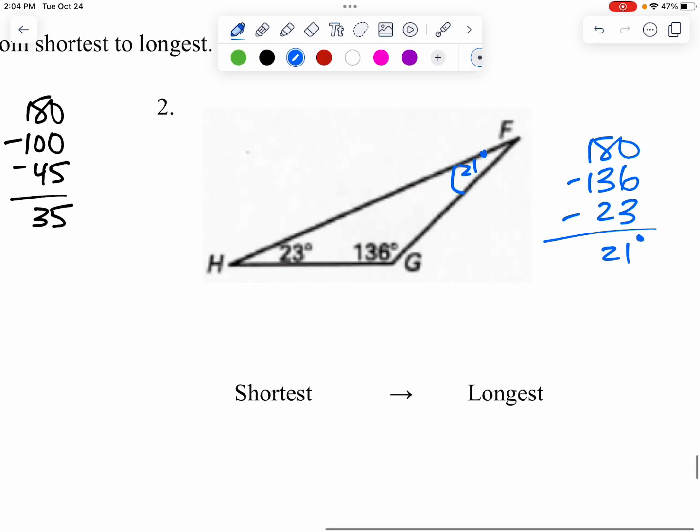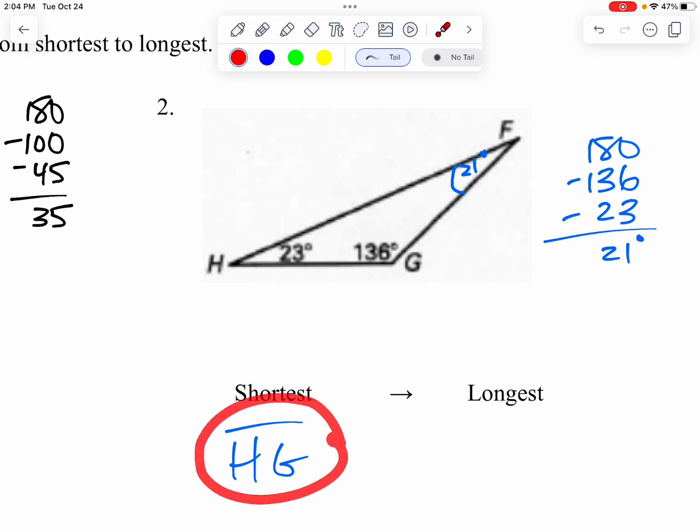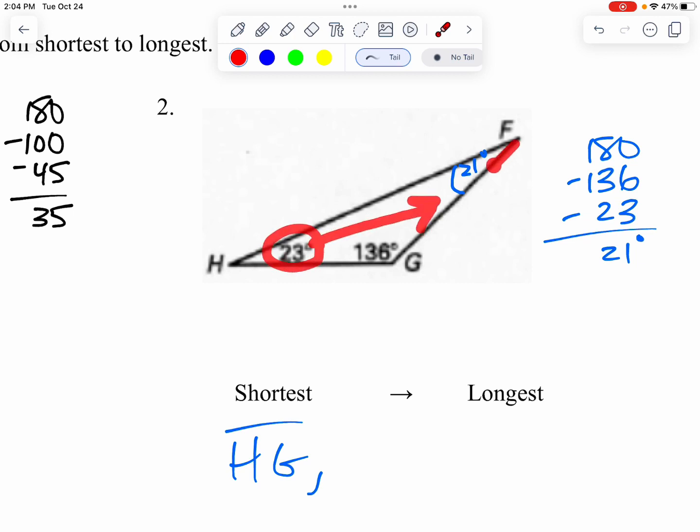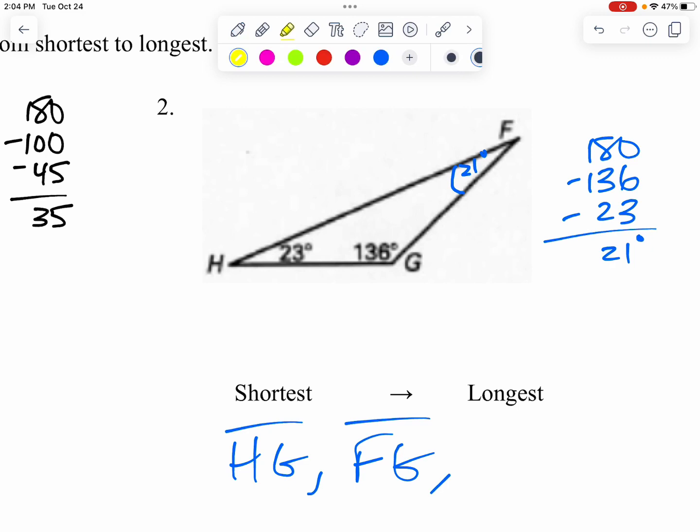I mean, just look at it. Use some common sense, right? The smallest side is between H and G. You could point to it. Do you know how to actually label it and write it? The next smallest one is 23. It's this angle, and it happens to be across from this side right here between F and G. So I'm going to put FG. And my last one, 136, this angle happens to be across from this side, which is definitely the biggest just by looking at it, between H and F.